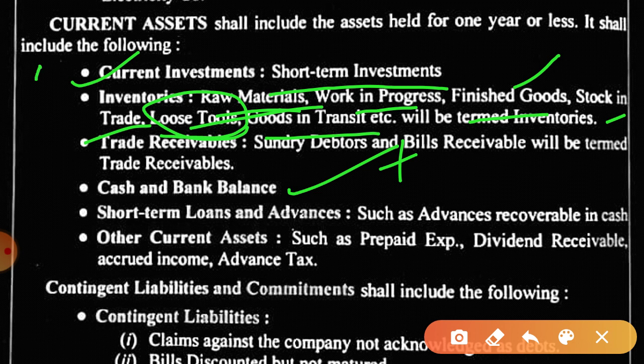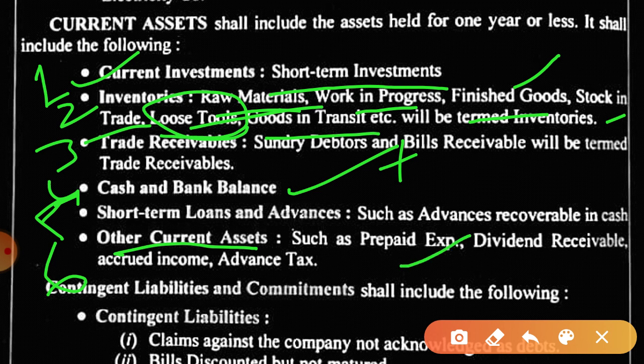So this is the first heading, subheading, second, third, fourth, fifth, sixth. You remember it as it is. I'll show you the balance sheet format once again after the explanation of this. Then what is other current assets? Prepaid expense, dividend receivable, accrued income, advance tax. These are covered under other current assets. Then contingent liabilities and commitments are shown as a footnote outside the balance sheet in notes to accounts. These are to be mentioned.